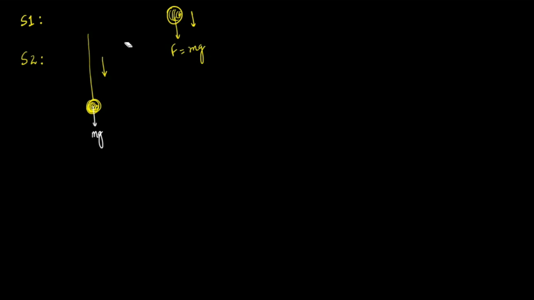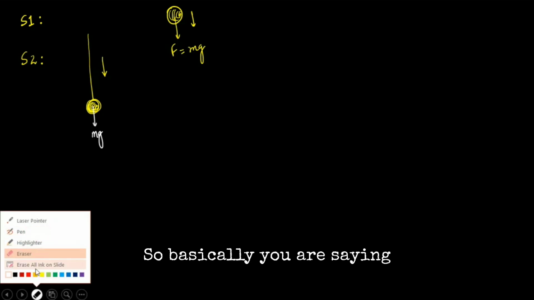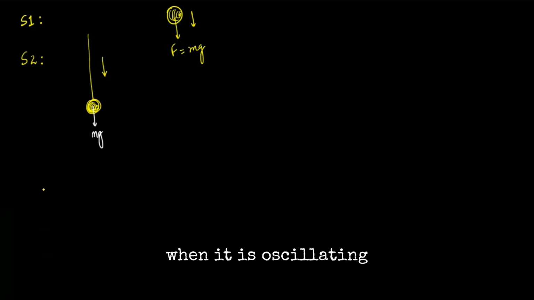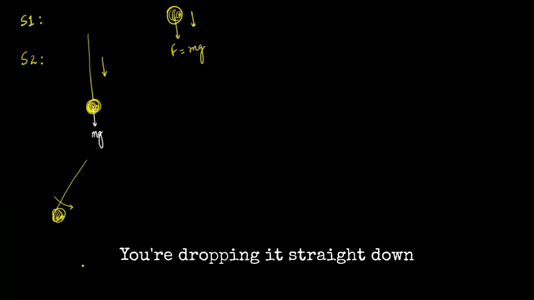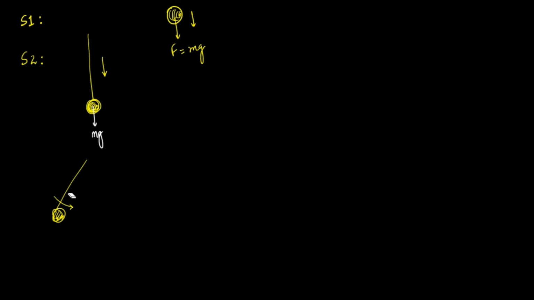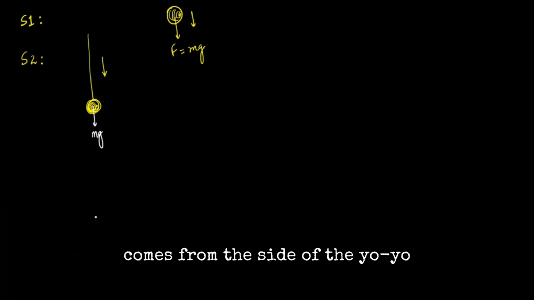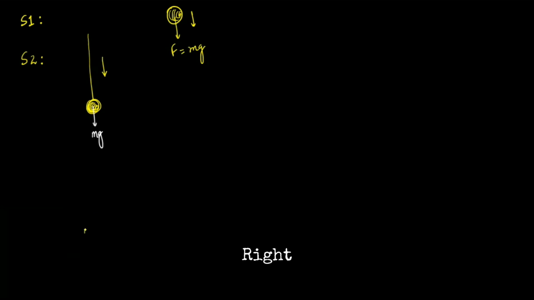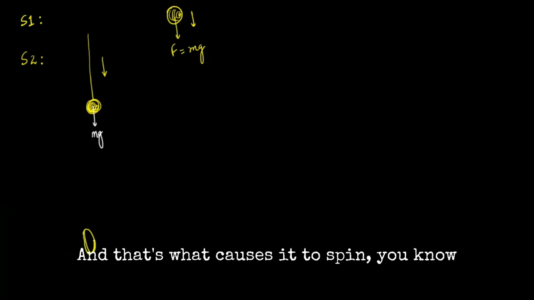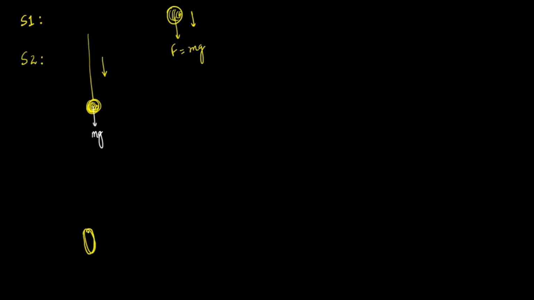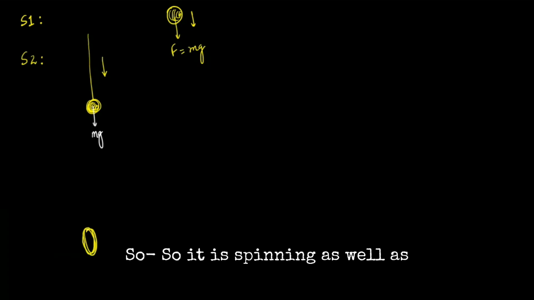So basically you are saying that when it is oscillating. No, there's no oscillating, sir. You're dropping it straight down. It's like a yo-yo, sir. When you drop the yo-yo, the string comes from the side of the yo-yo, and that's what causes it to spin. So it is spinning as well as going down in scenario two.